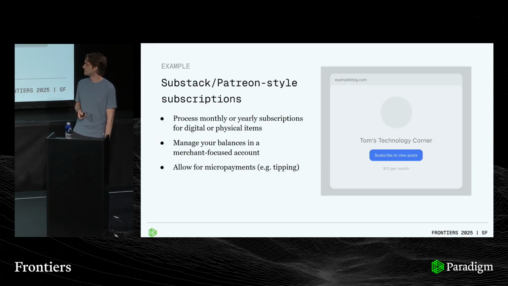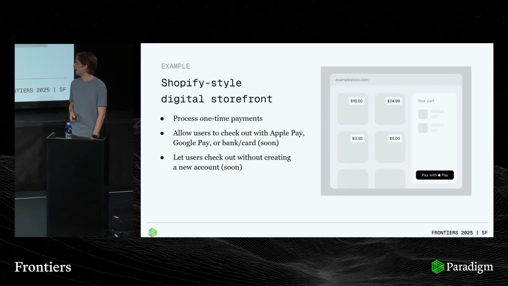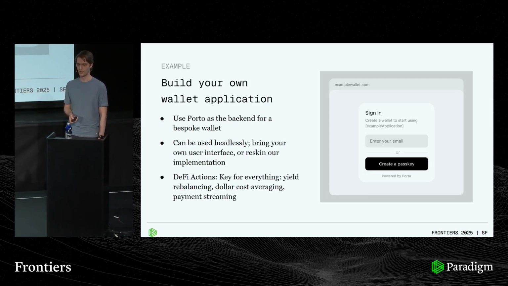One of them is a Substack Patreon-style subscription thing. You can have lightweight actions involved with that too, like micropayments for tipping. Another is a Shopify-style storefront with one-time payments and a guest checkout. We're working really hard with our on-ramp partners to support a KYC-less on-ramp up to $500, so it's super smooth. $500 lifetime.